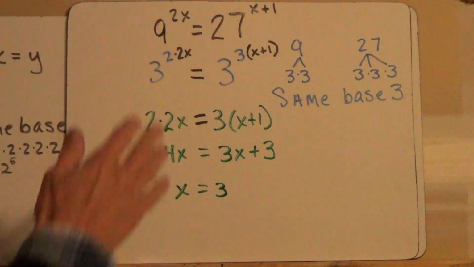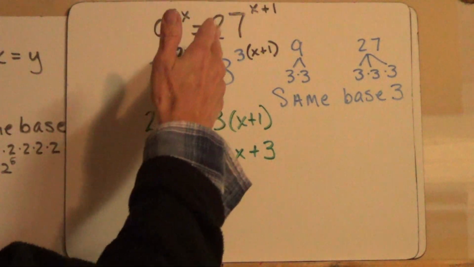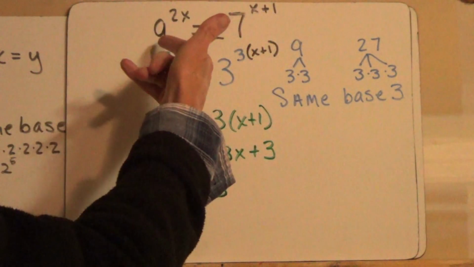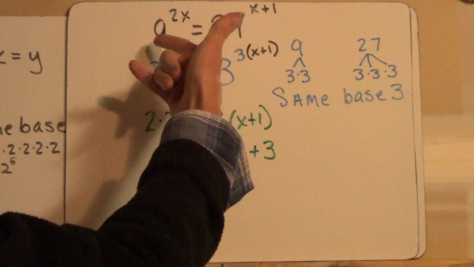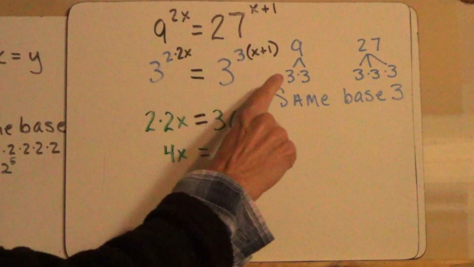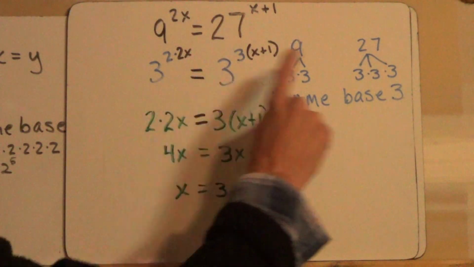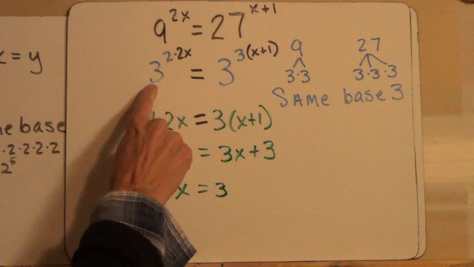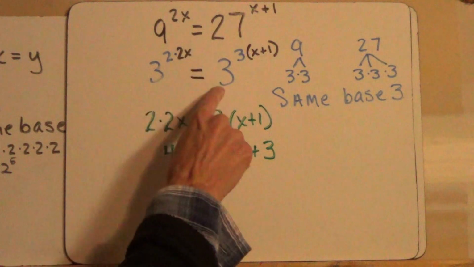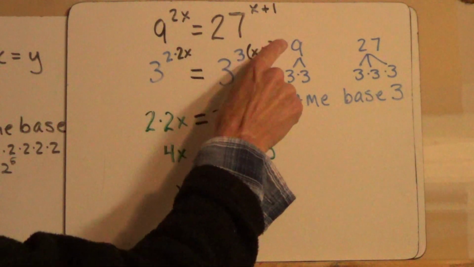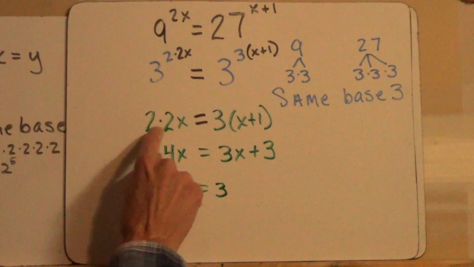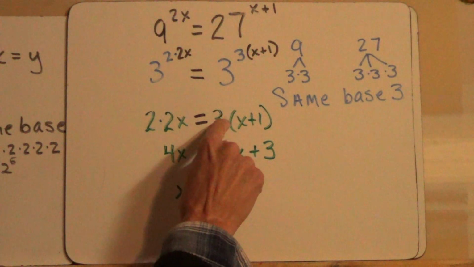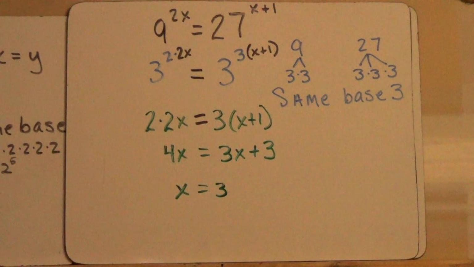Okay, so now we have one where it's 9 to the 2x and 27 to the x plus 1. Well, we can't write 27 with a base of 9, but you can write 9 with a base of 3, 27 with a base of 3. And now, if we have 3 to the 2 times 2x and 3 to the 3 times x plus 1, we know that the 2 times 2x equals the 3 times x plus 1.